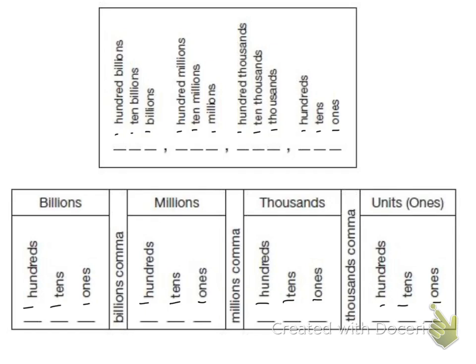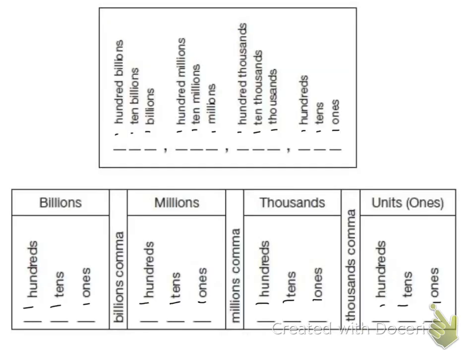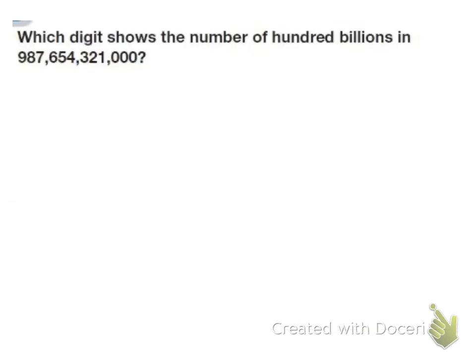Okay, so this says which digit shows the number of 100 billions in this big number. So what I can do is I can put out my place values, or count my place values. So I have ones, tens, hundreds, thousands, 10,000s, 100,000s, millions, 10 millions, 100 millions, billions, 10 billions, 100 billions. So the hundred billions place is the 9 in this number.